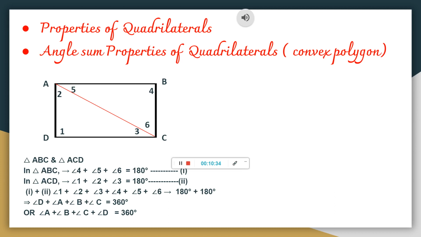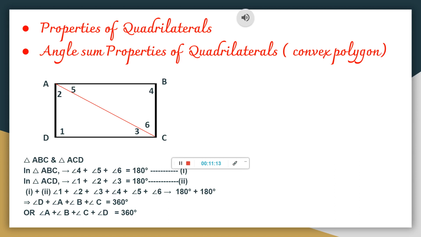We see that in triangle ABC, how much is the sum of the three angles? The sum of the three angles in a triangle is always 180 degrees, isn't it? This is something which we learned last year, right? Angle sum property of a triangle, isn't it? So in triangle ABC, what are the three angles? The three angles are angle 4, angle 5 and angle 6. Therefore, angle 4 plus angle 5 plus angle 6 is equal to 180 degrees.